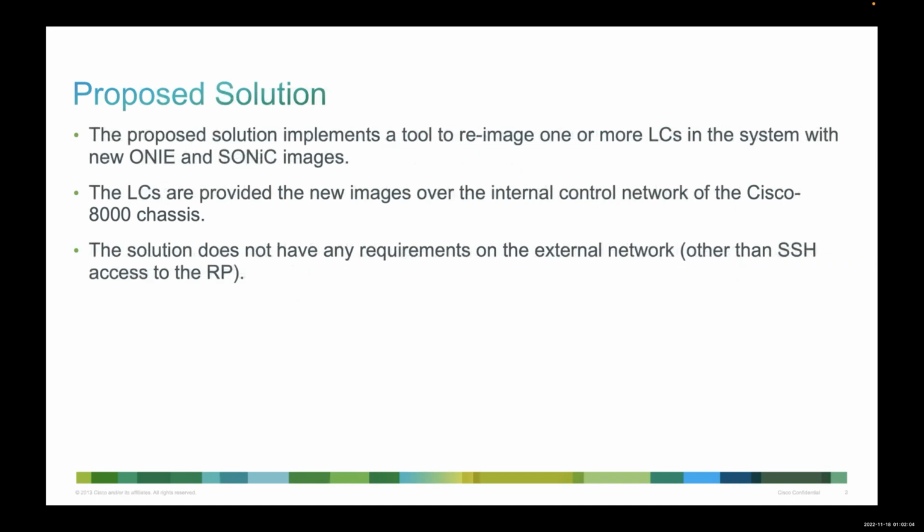So I mentioned the tool. The way this solution works is that the line cards fetch the images over the internal control network of the Cisco chassis. We are aware of the restrictions in data center networks, and the solution does not place any requirement on the external network other than SSH access to the RP.